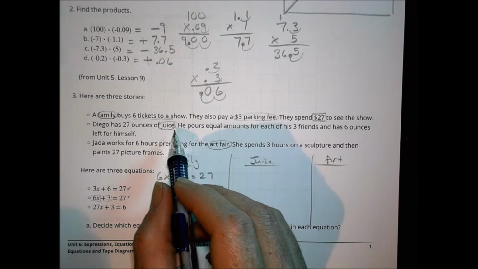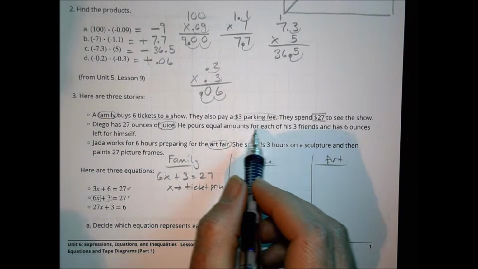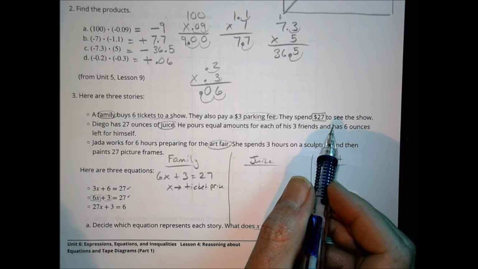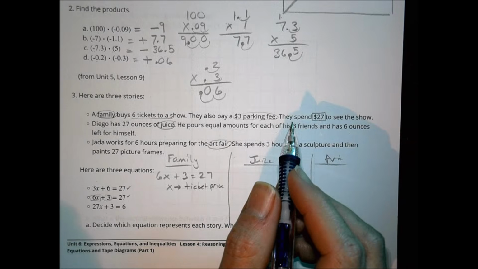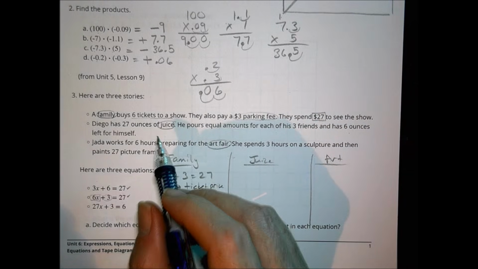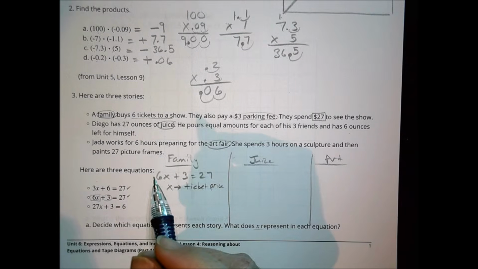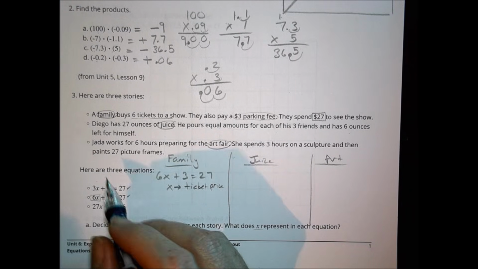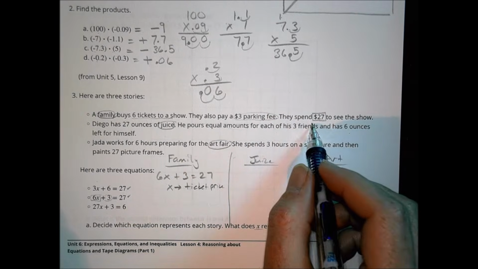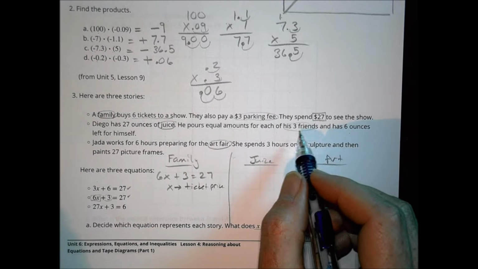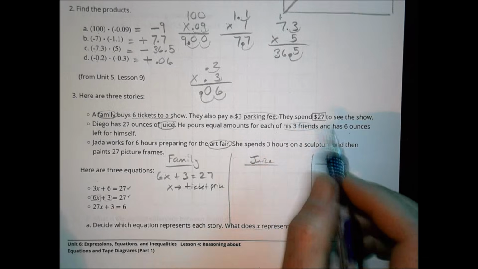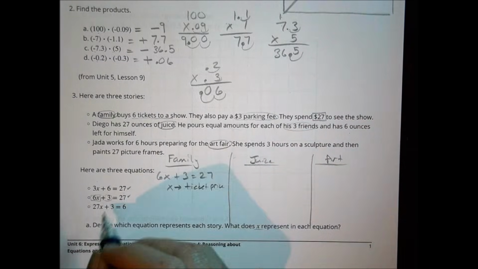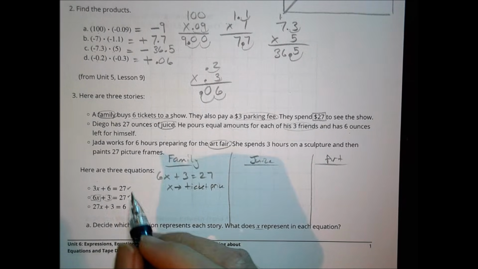The next one we have, Diego has 27 ounces of juice. He pours equal amounts for each of his 3 friends and has 6 ounces left for himself. Okay, so he's going to take the 27 ounces there, and what he's going to do is divide. He's going to take it and pour it into 3 things. There's 3 friends. 3 friends take the juice and they get to separate that out, right? So it's like 27 being divided by 3. Now I don't have a 27 divided by 3 anywhere, so I get a little stuck there.